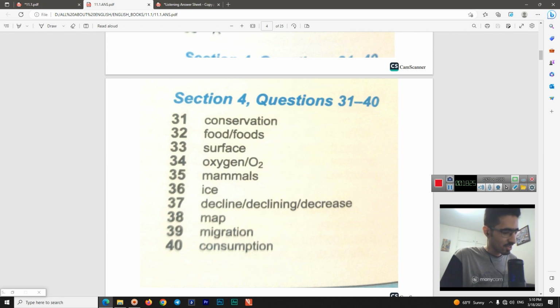I wrote oxygen. Mammals with double M. Oh, I was lucky. I was doubting, like, this is not just M-A-M-A-L. It's probably 2 M. I was really lucky. Ice, yes. Decline or declining or decrease, I wrote decline. Map, yes, I wrote it. Migration, I wrote it. Consumption.